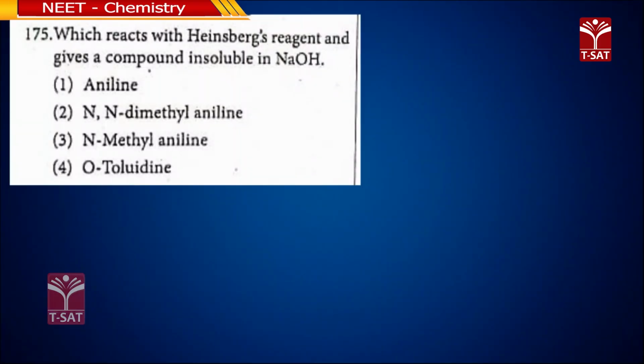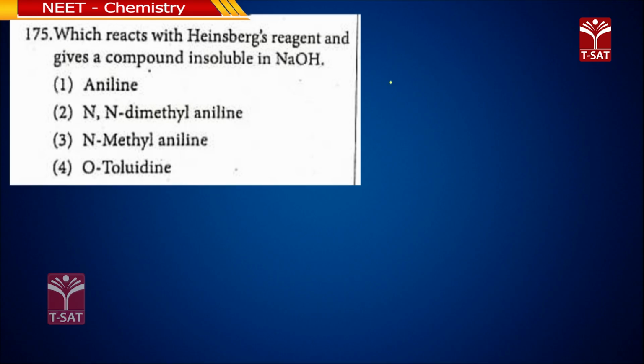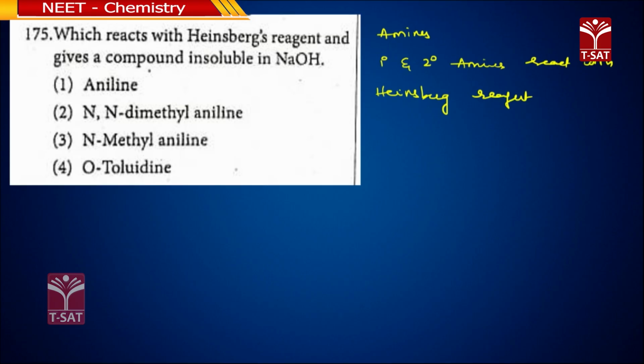Next, 175: which reacts with Hinsberg reagent and gives a compound insoluble in NaOH. This is the chapter organic compounds containing nitrogen, particularly amines. Generally, primary amine and secondary amine react with Hinsberg reagent. Tertiary amine does not react with Hinsberg reagent. Why? Because tertiary amine does not have hydrogen.